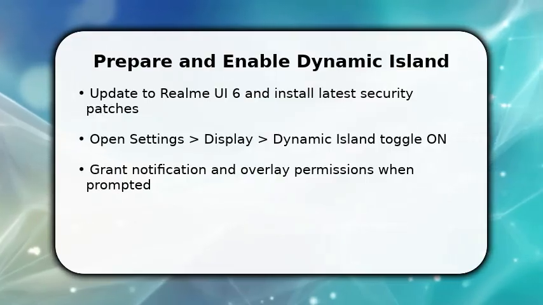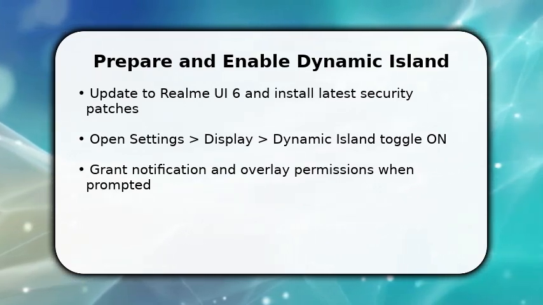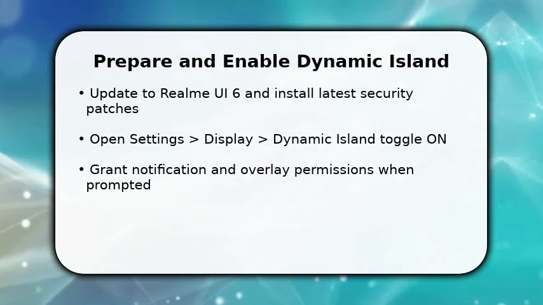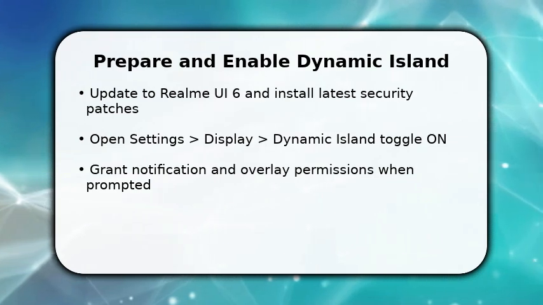You start by confirming your phone runs Realme UI6 and has the latest update. Without that, the feature won't appear. Next, open Settings, go to Display, and flip the Dynamic Island toggle on so the system creates the floating area.